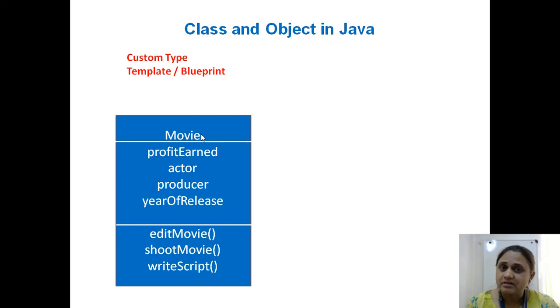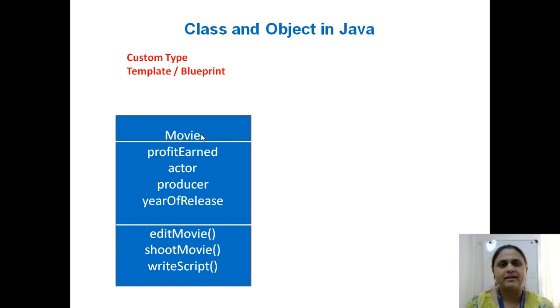Who is the actor in that movie? Who is the producer of that movie? What is the year of release? So these all are what? Properties, or we can say attributes, of that movie as a category. But to manipulate these properties, to work with these properties, I should have some behaviors of this movie.